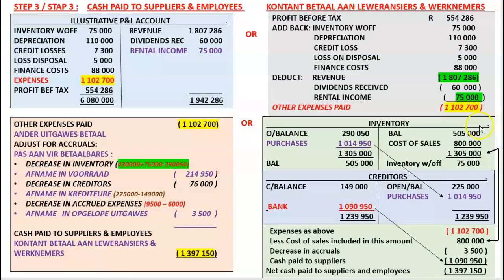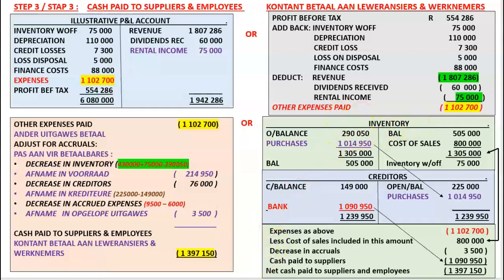In this way, they actually calculate how much was the actual amount paid to the creditors, being the suppliers. And then they're going to say, well, I have that amount and I have made a calculation, so therefore I can assume that the rest was for employees and whoever. Now, for that one, in order to determine how much was actually paid to suppliers, I have to do the creditors account. What account goes hand in hand with the creditors account? The inventory account. So therefore, I'm going to do my inventory account.